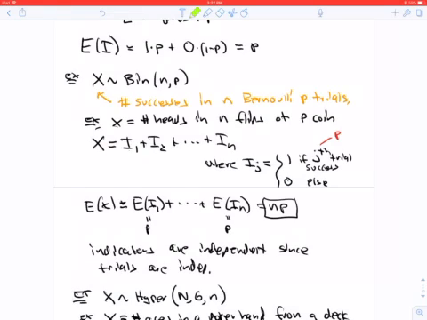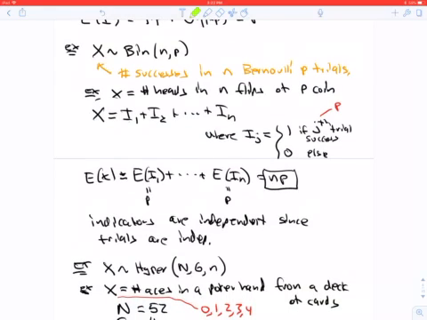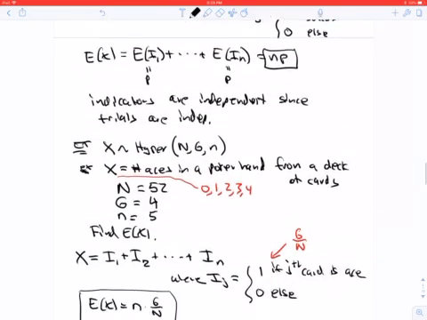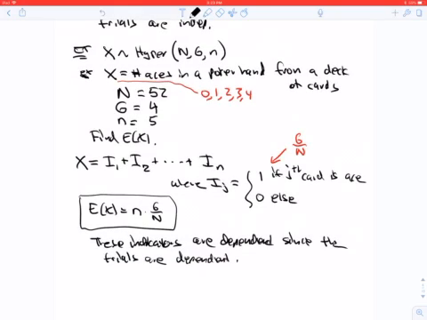So let's look at some examples. If x is binomial n, p, so x is the number of successes in n Bernoulli p trials, I'll write x as a sum of n indicators, and here Ij is 1 if the jth trial is a success. So to find the expectation of x, we merely need to find the expectation for each of the indicators, and they're all p, so we get n times p. And notice that these indicators are independent since the trials are independent. Now if we take a hypergeometric, for example, x is the number of aces in a poker hand from a deck of cards.